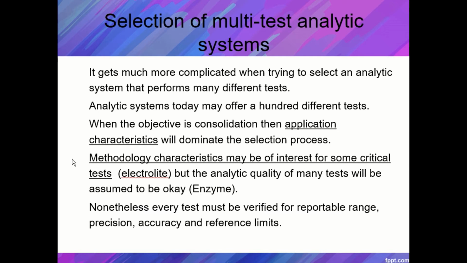Methodological characteristics may be of interest for some critical tests, such as electrolytes. So, okay, what are examples of electrolytes? They are such as sodium, potassium, calcium, chloride, phosphate, and many more. But the analytic quality of many tests will be assumed to be okay, such as enzymes and proteins. Nonetheless, every test must be verified for reportable range, precision, accuracy, and reference range.